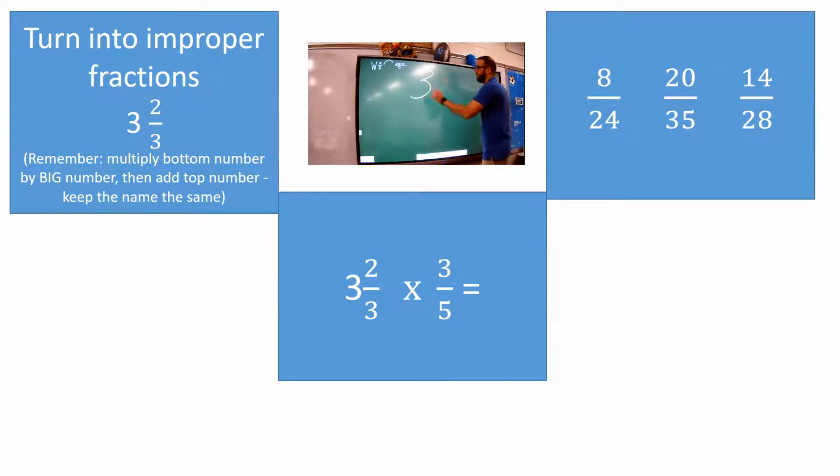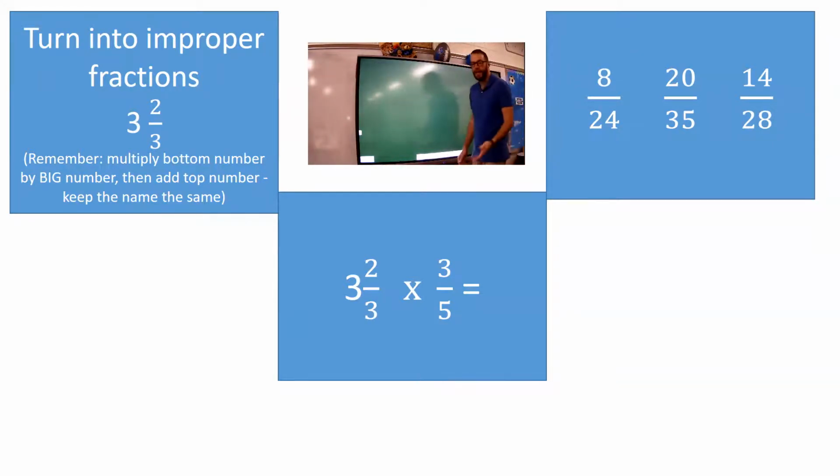3 wholes and 2/3. Inside of the wholes, we have a whole bunch of 3/3 trapped. We have 1, 2, 3 of them. So 3 times 3 is 9. So 3 wholes is equal to 9/3. And we don't just have 3 wholes, we also have 2/3. So 9 plus 2 is 11. Keep the name the same, answer's 11/3. So 3 and 2/3 is the same as 11/3. Okay? That's your first step when you actually multiply.